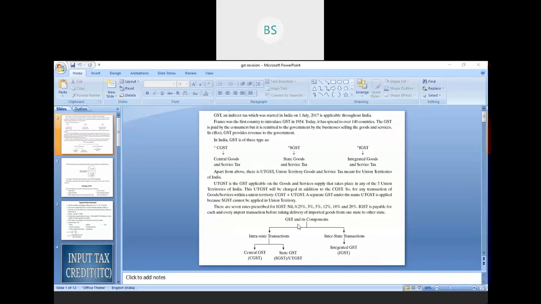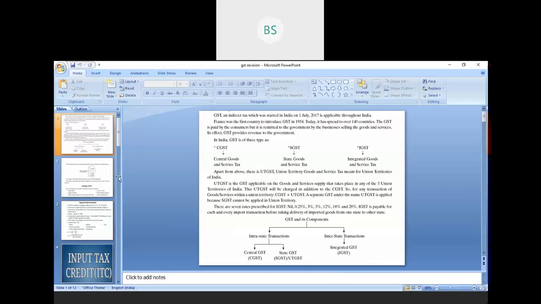So GST and its components. How many components are there? There are two components again, that is intrastate and interstate transactions. What do you mean by intrastate? One is CGST, that is central GST, and SGST, that is state or union territory GST. When the transaction is happening within the state, the GST is applicable for both types, that is central GST and state GST or union territory GST. And when the transaction is happening between two states, it is applicable for integrated GST, that is IGST.